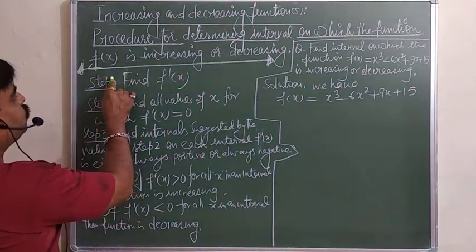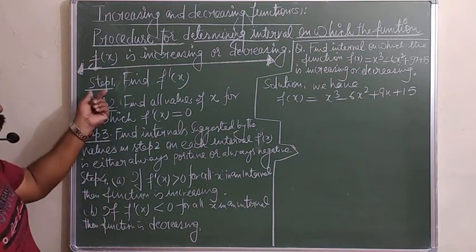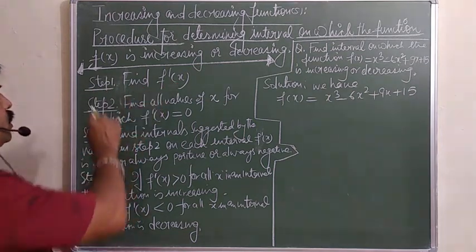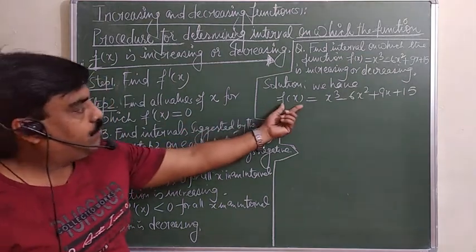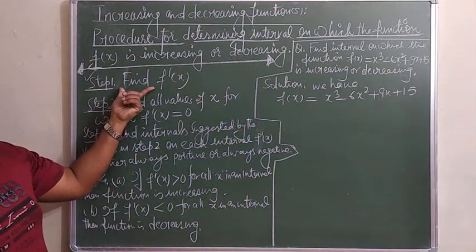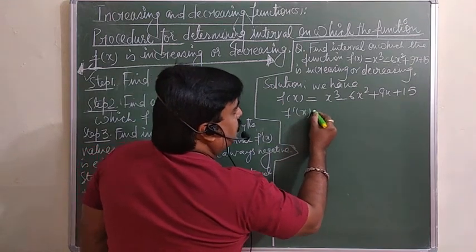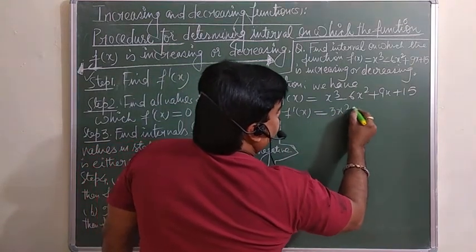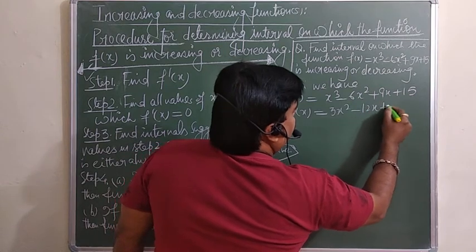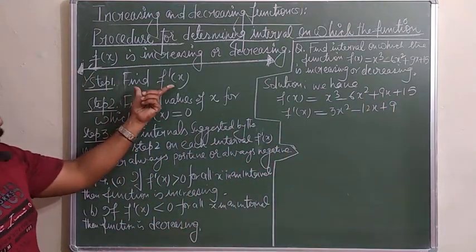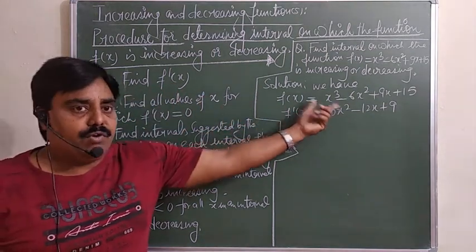So the procedure is there. These are a few steps which you are supposed to do. In the first step, you have to find the derivative of the function. Whatever the function is given, you have to find the derivative of that one. So here we can take the derivative: f'(x) = 3x^2 - 12x + 9. So this is your first step. In the first step, you are supposed to take the derivative of the given function.